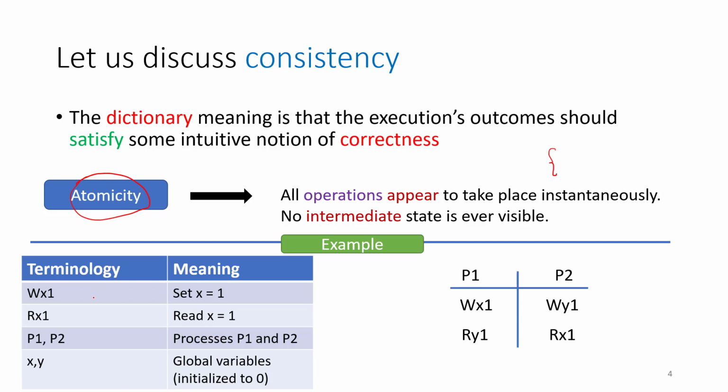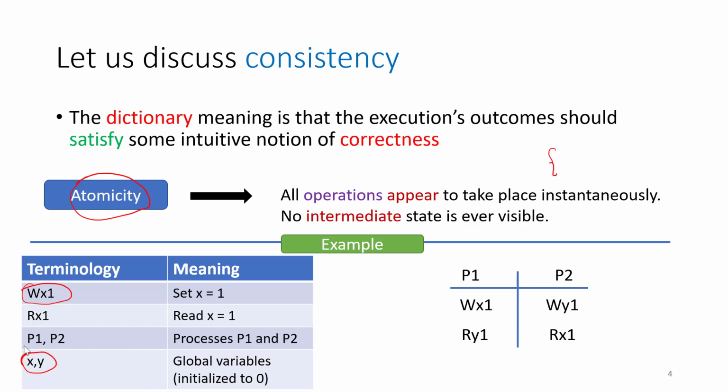Let us first define some terminology and then I'll explain. Let wx1 mean write 1 to the global variable x. Let rx1 mean that I read the value of global variable x to be 1. Let p1 and p2 be processes P1 and P2. And let x and y be global variables initialized to 0.